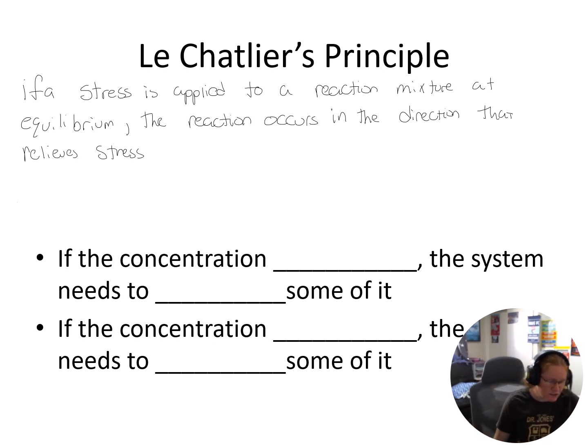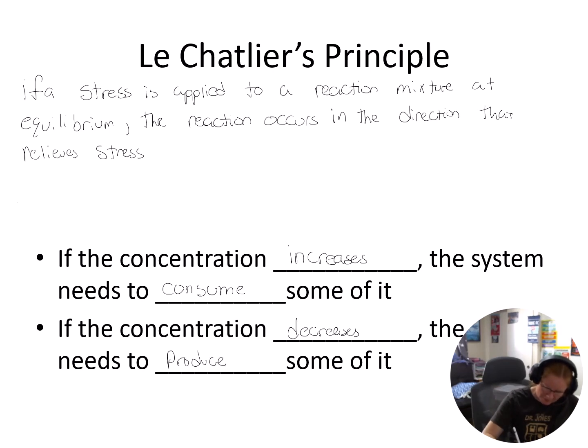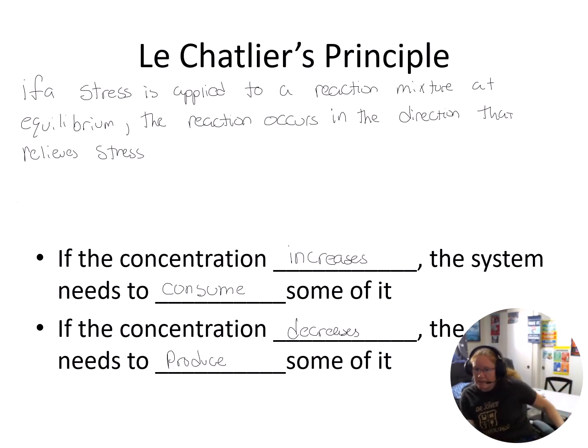And so if the concentration of one of the components increases, the system needs to consume some of it. All right, and likewise, if the concentration of one of the components decreases, the system needs to produce some of it. Okay? All right, so let's take a look at a system at equilibrium.